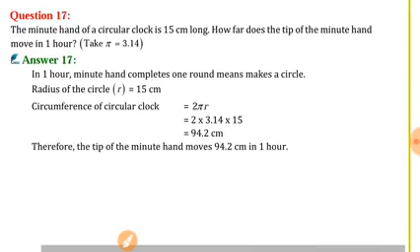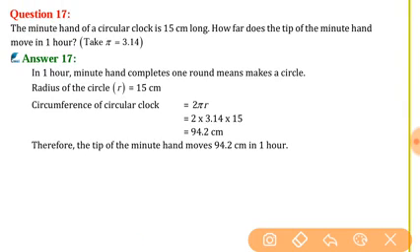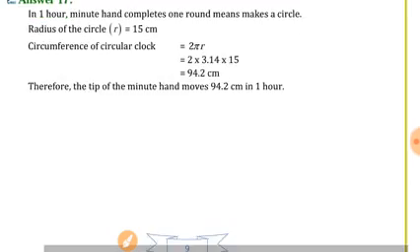Then the 17th one, the minute hand of a circular clock is 15 centimeter long. How far does the tip of the minute hand move in 1 hour? In 1 hour, the minute hand completes one rotation, because 60 minutes means one rotation. So the radius of the circle is 15 centimeter, that of the clock. Circumference of the circular clock is 2 pi r. Okay, for one rotation we have to find it.